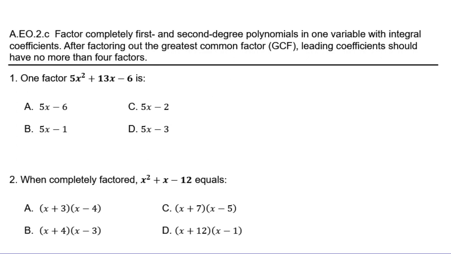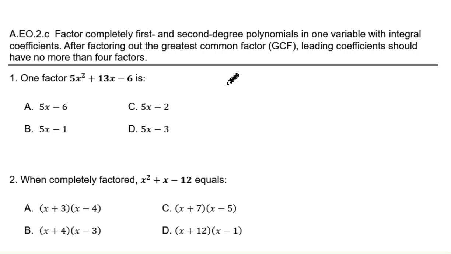So we're going to do more factoring in this lesson. That's the topic. It says one factor of 5x squared plus 13x minus 6 is. So basically we have to go ahead and factor this out and then check for which factor it's asking for. This is one of the harder factors because of this 5 in the front.